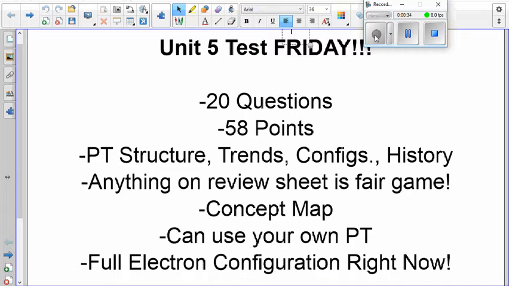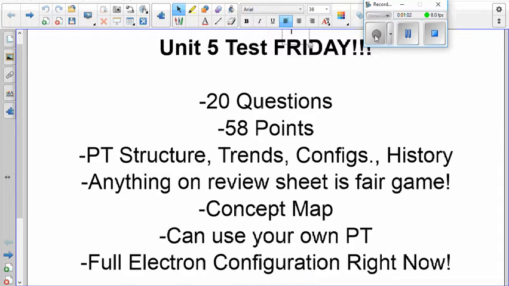All right, anyways, your Unit 5 test is this Friday. It is 20 total questions, all on Schoology, and 58 total points. So it's actually a little bit smaller than the typical unit test. I think we're usually hanging out in the mid-60s, low 70s range. But it kind of makes sense. Unit 5 was only 3 weeks long, and all 3 of those weeks were 4-day weeks, so they're pretty short.